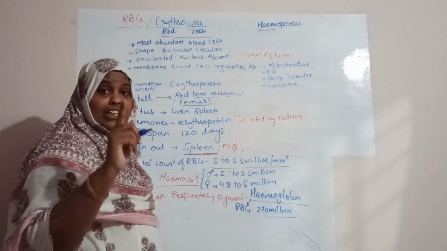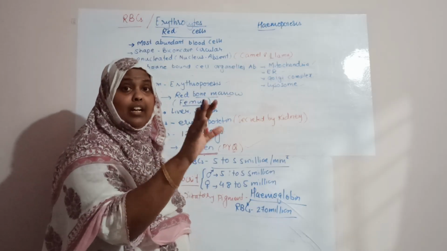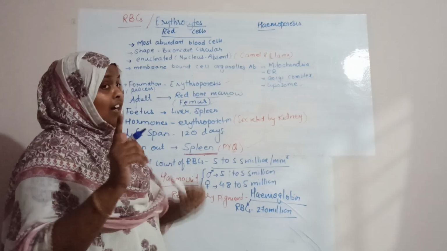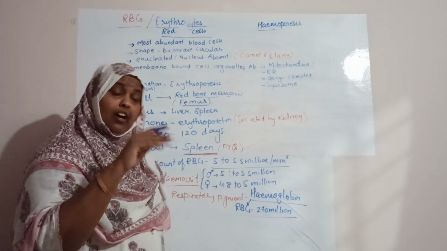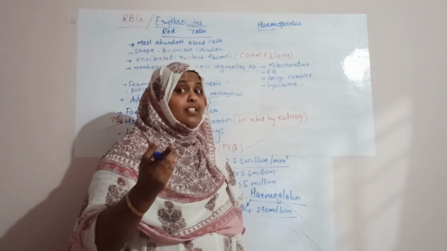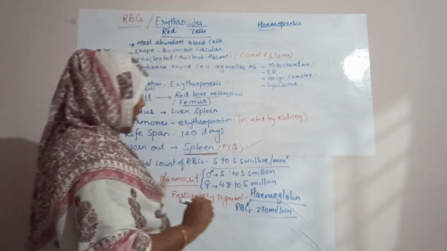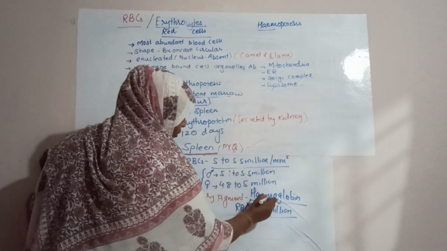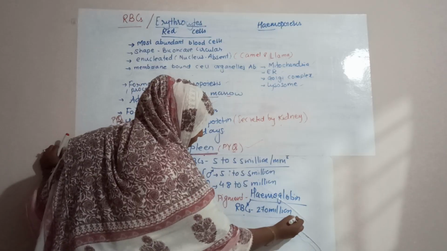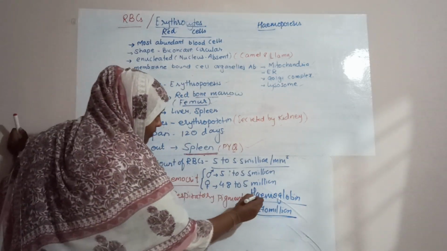Hemoglobin carries the respiratory gases, oxygen and carbon dioxide. So what is the function of the RBC? Yes, to transport and carry respiratory gases. Which respiratory gases? Oxygen and carbon dioxide. So how much hemoglobin is present in an RBC? 270 million.